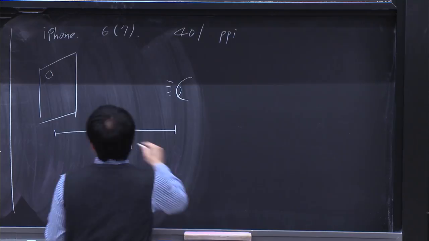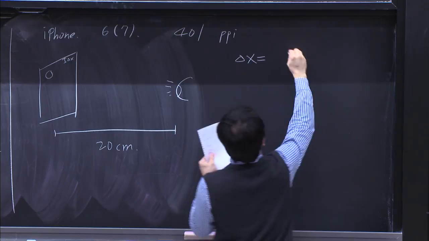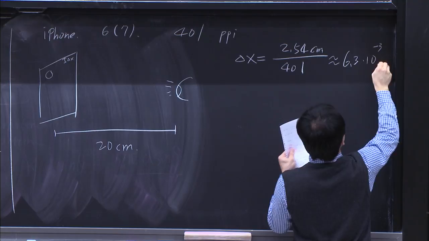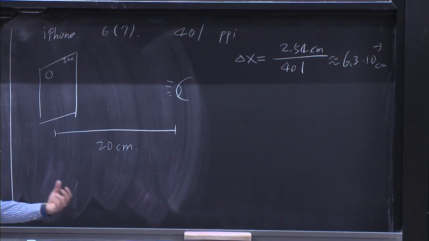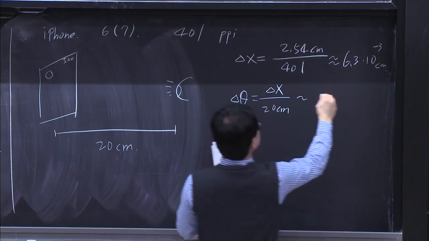So what is it? Okay, we have 400 ppi, so what is the delta x between the pixels? The delta x is equal to 2.54 centimeter divided by 401, and that gives you something like 6.3 times 10 to the minus 3 centimeter. All right? If I'm trying to be healthy and I do this, then what is the delta theta? The delta theta is delta x divided by 20 centimeter, and that is 3 times 10 to the minus 4.